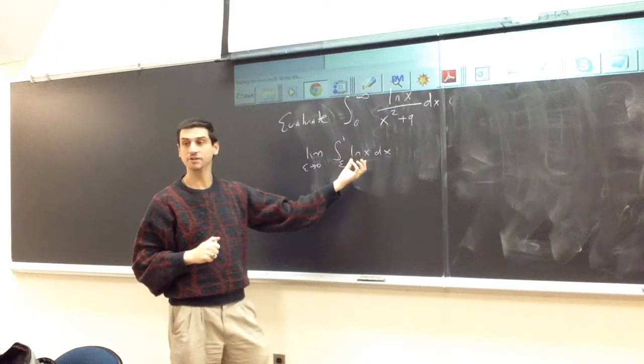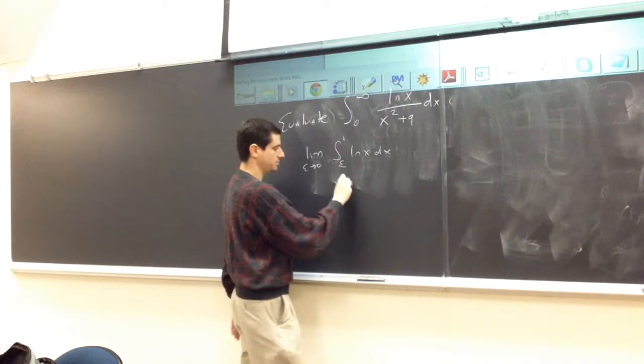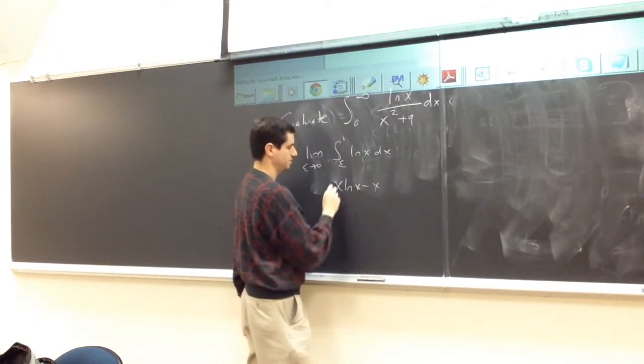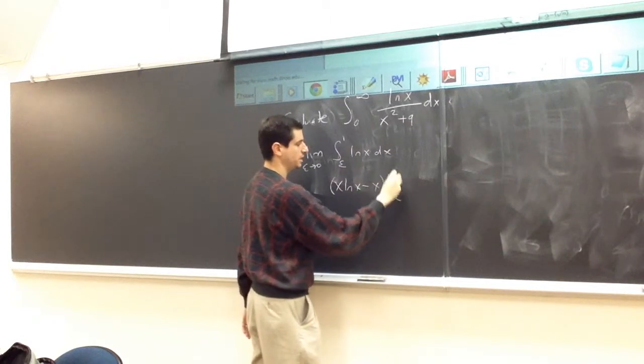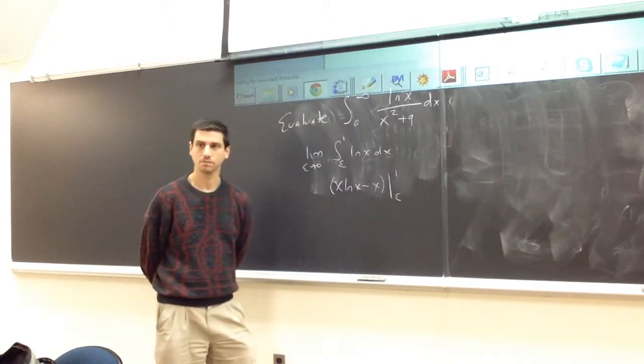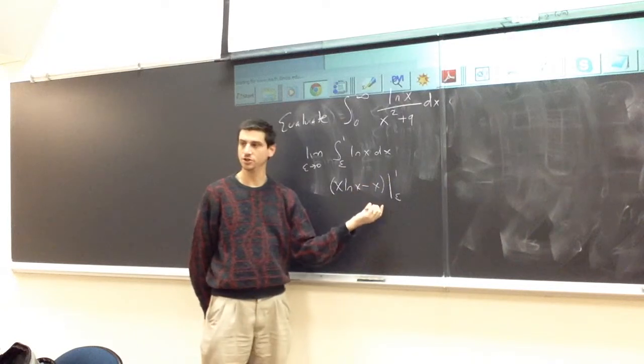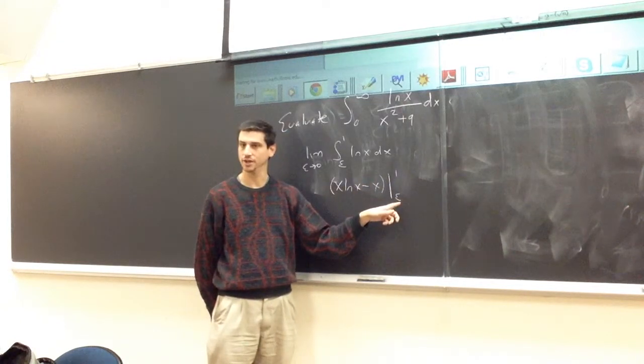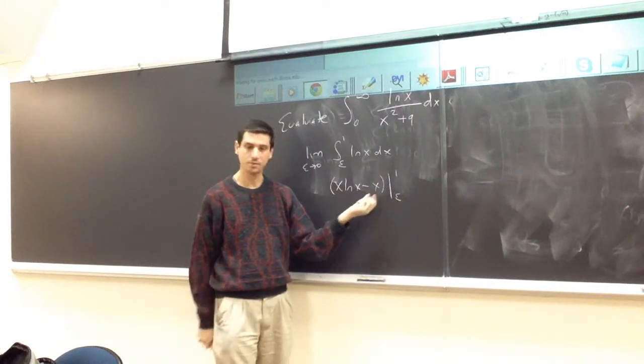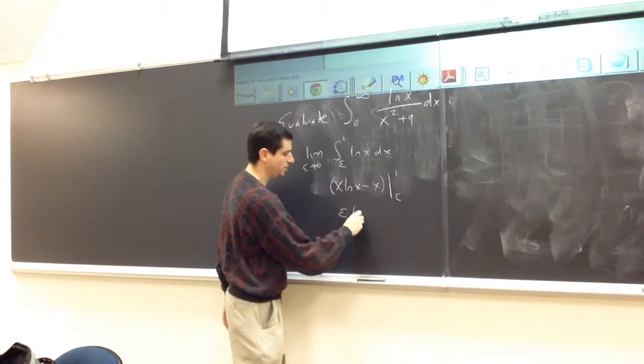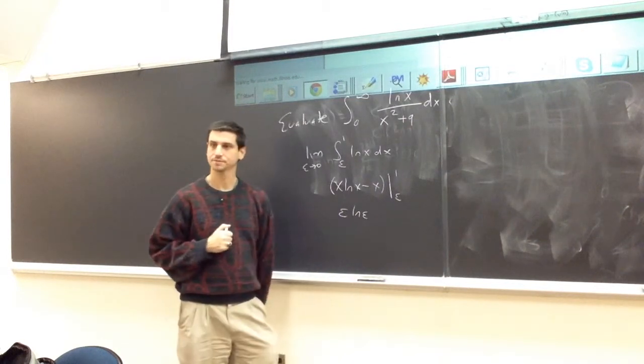There's a nice antiderivative for the natural log. It's x log x minus x. And then you evaluate this at epsilon and 1. When we put things at 1, there's no problem. The difficulty is when we have things at epsilon. The x over here is no problem. The difficulty is we have an epsilon natural log of epsilon piece.